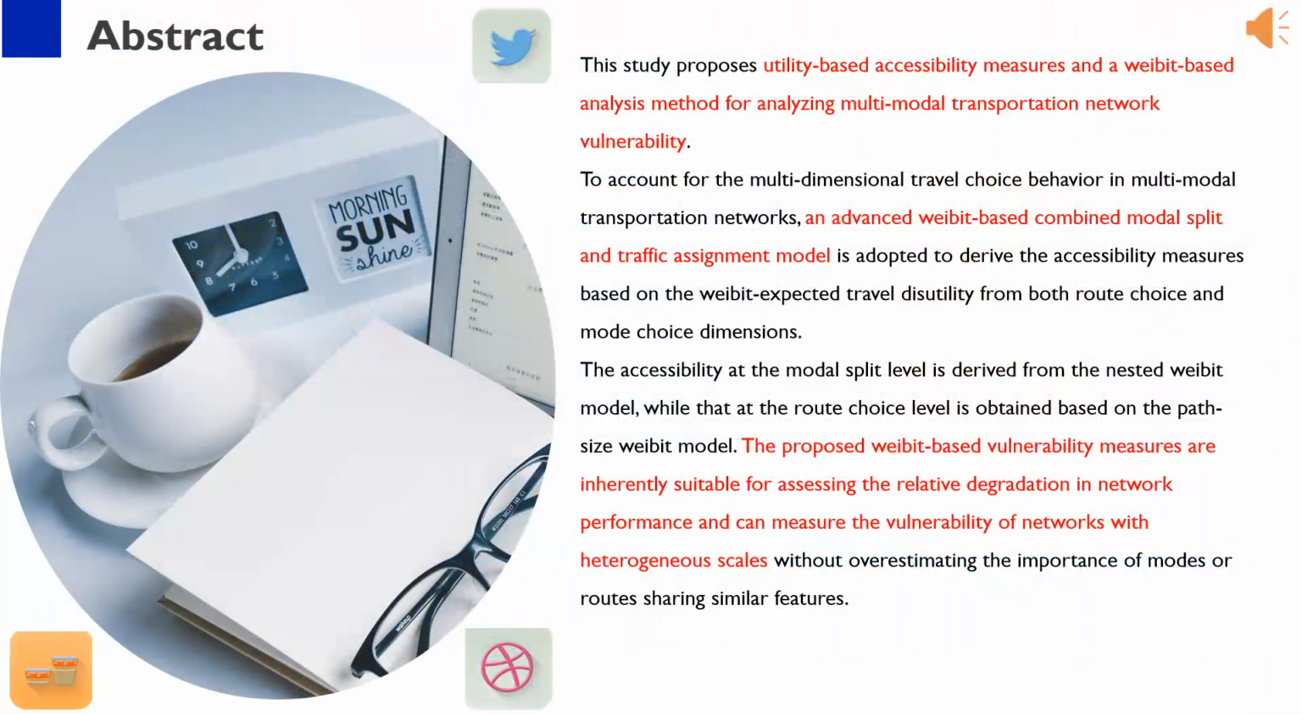This study proposes utility-based accessibility measures and a weibit-based analysis method for analyzing multimodal transportation network vulnerability to account for the multidimensional travel choice behavior in multimodal transportation networks. An advanced weibit-based combined modal split and traffic assignment model is adopted to derive the accessibility measures based on the weibit-expected travel disutility from both route choice and mode choice dimensions. The accessibility at the modal split level is derived from the nested weibit model, while that at the route choice level is obtained based on the path size weibit model.